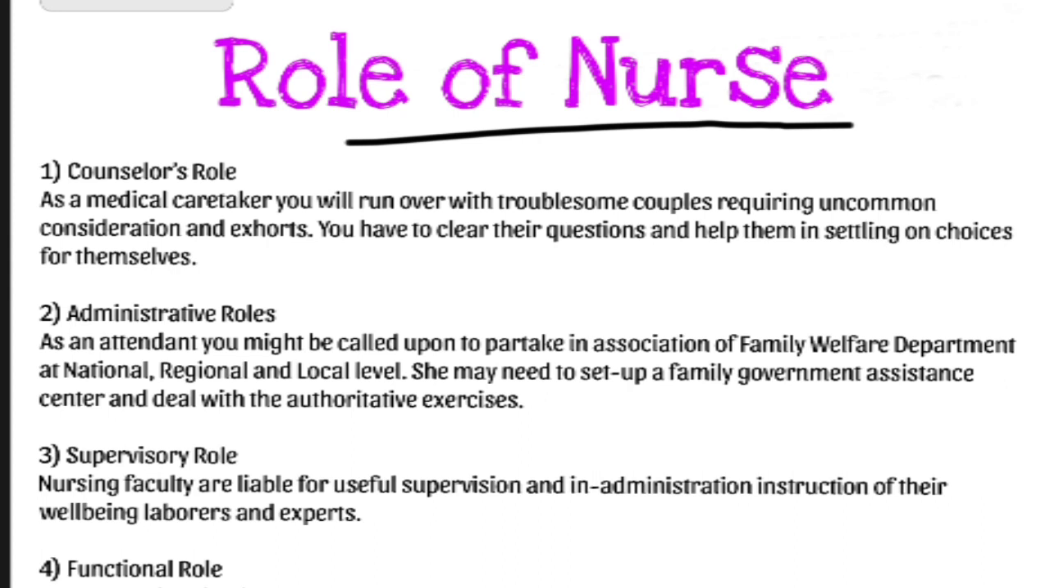Okay, first one, counselor role. When a couple comes to a committee or to any program, they will be confused about what to do, what not to do, whether they should participate or not, whether this is an effective method or just gives them side effects, or they will be very frightened and don't have any confidence to come in. So as a counselor, our work is to solve their questions, solve their doubts, give them courage, and encourage them to participate in it.